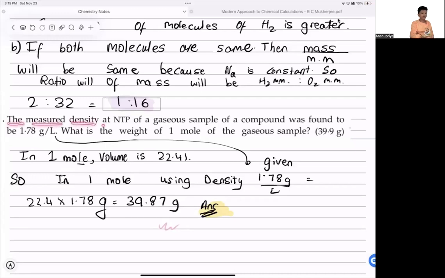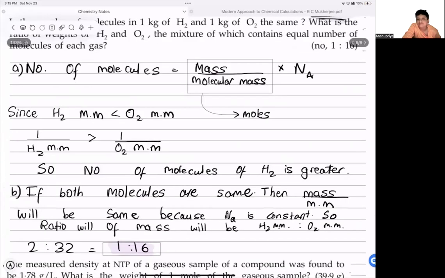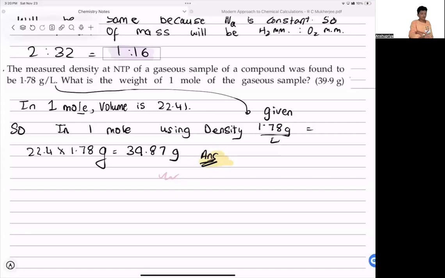The measured density at NTP of a gaseous sample of a compound was found to be 1.78 grams per liter. This is important. What is the weight of 1 mole of the gaseous sample? In 1 mole, as we have shown multiple times, volume is 22.4 liters. So in this 1 mole, we can use the density that is given. So we can multiply the liter by the grams given. So it will be 39.87 grams.